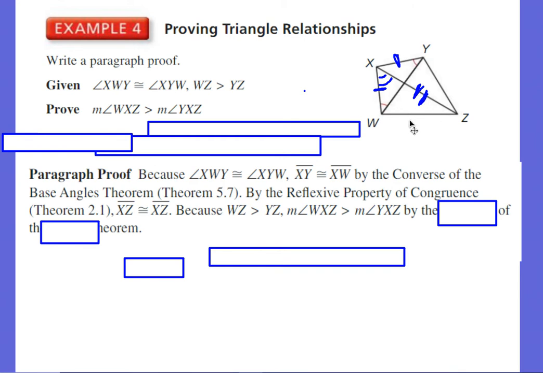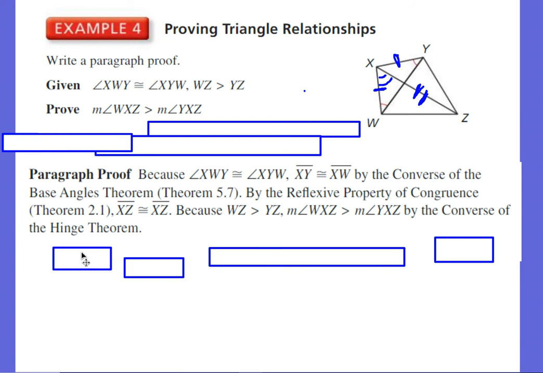It is our Hinge theorem that talks about if we're in this position where there are two pairs of congruent sides of a triangle, if the opposite side is bigger, then the opposite angle is bigger. In this case, WZ is greater than YZ, so the converse of our Hinge theorem tells us that WXZ is greater than YXZ.